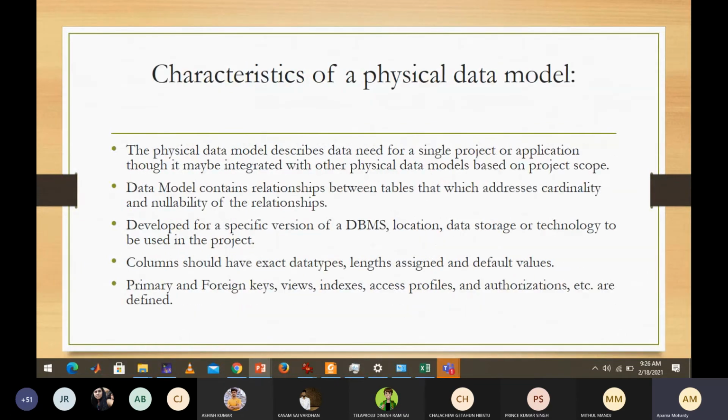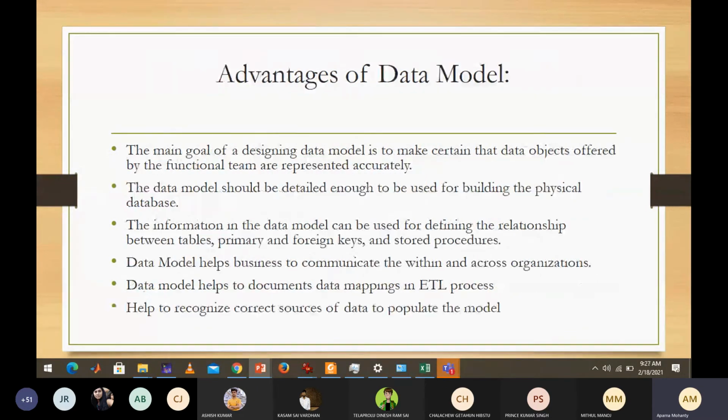Then the advantages of this data model, as I told you: you never miss any data. If you represent anything in a data model, you have a graphical or tabular way of showing it, so you can make out which data or things are missing.